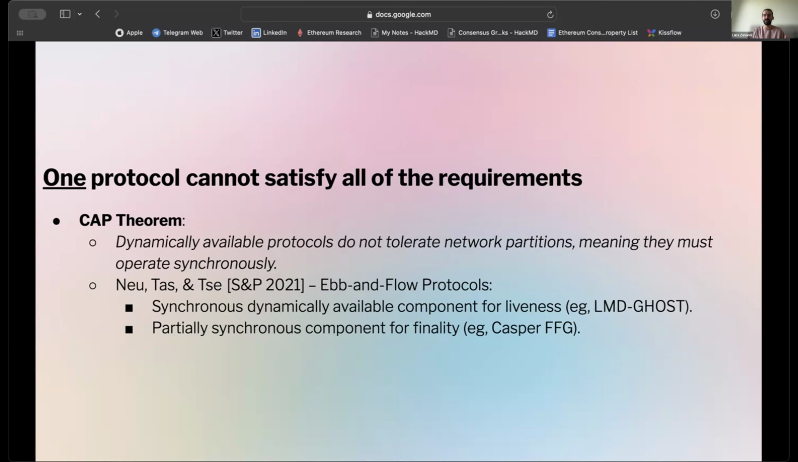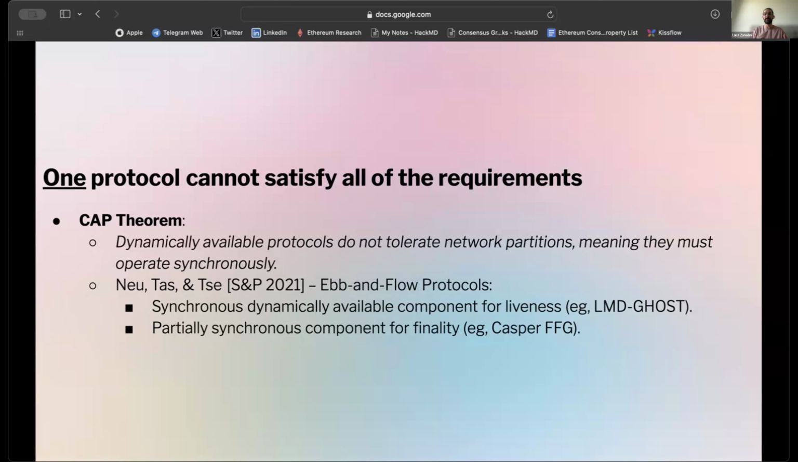So LMD Ghost is this dynamically available consensus protocol that keeps outputting a chain even if participation is varying, or even if there are crashes in some clients. Over the years, new ways of overcoming this impossibility result have been devised. For example, this is the case of the Ebb-and-Flow family of protocols by Neu, Tas and Tse, which in some sense corresponds to the way in which the protocol of Ethereum works.